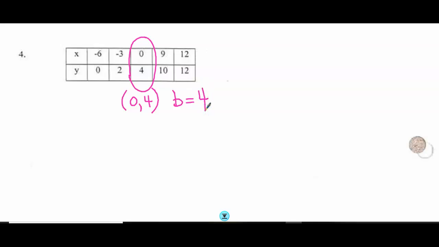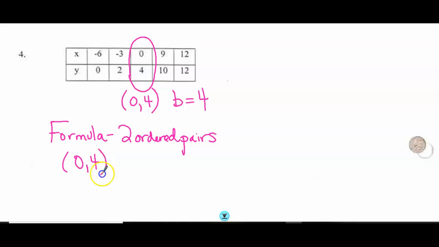So once again, we can use the formula to find slope. You just have to pick two ordered pairs. Does it matter which ordered pair you pick? No. Any one that you want. So I already have (0, 4). I'll stick with (0, 4). And let's pick (9, 10). It does not matter which one you pick.